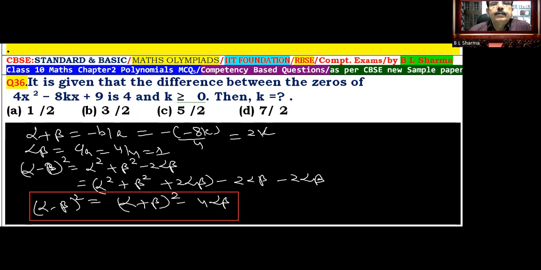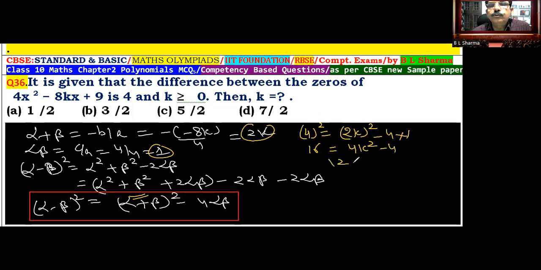Now, putting in this identity, alpha minus beta is given as 4. So 4 whole square equals alpha plus beta whole square, that is (2k) square, minus 4 into alpha into beta, the product of the zeros, that is 1. So that is 16 is equal to 4k square minus 4. So 12.